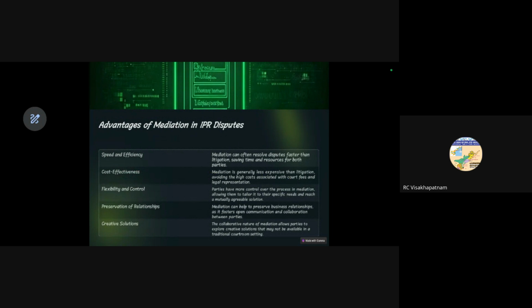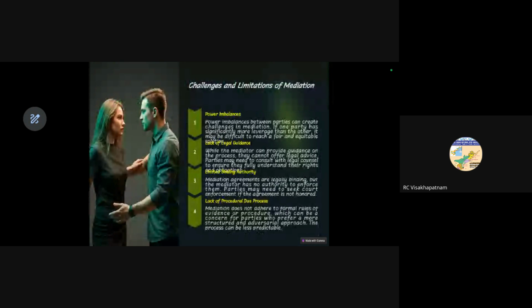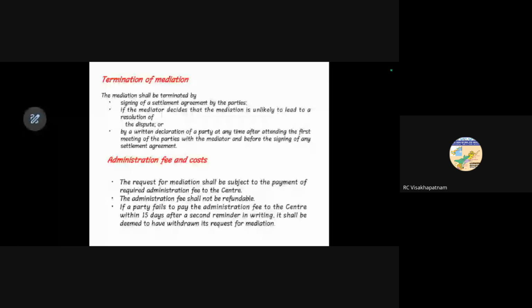Advantages of mediation in IPR disputes. That is already discussed: speed and efficiency, cost effectiveness, flexibility and control, preservation of relationships, creative solutions. What are the challenges and limitations of mediation? Power imbalance, lack of legal guidance, limited binding authority, lack of procedure and due process of law. So these come under the challenges in the case of mediation.